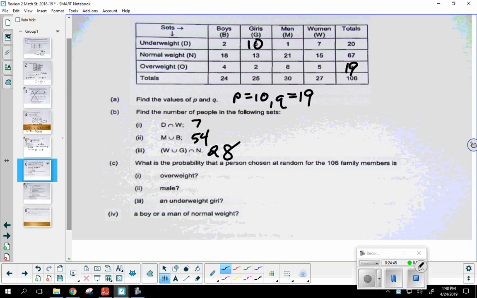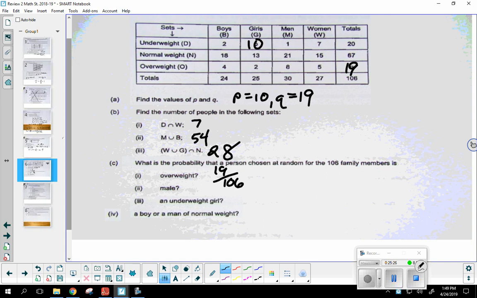Okay, does everyone have an answer for all three, or do we need a little more time? Okay. Then how about Michelle? Let's start with you. Oh, are you not done yet? Okay, so we need a little more time. Peyton, what do you think? There you go, because it just says overweight. It doesn't specify gender or anything like that. So there are 19 total people who are overweight with 106 total. Okay. What's the probability of the person chosen from the 106 family members is male?